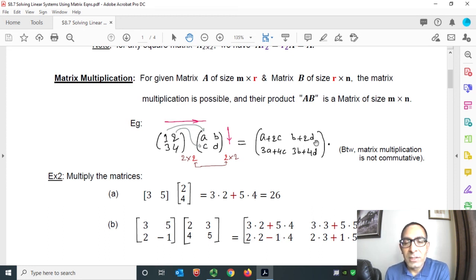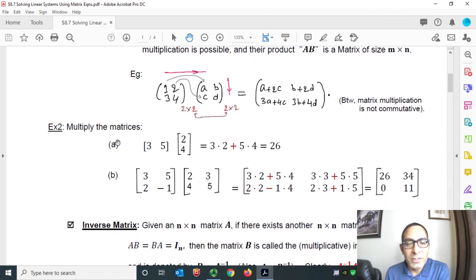Similarly, in this position we multiply 1 times B and 2 times D and add them, so B plus 2D. Similarly, in this position we multiply 3 times A and 4 times C and then add them, so 3A plus 4C. Similarly, in this space, 3 times B plus 4 times D. Great. I hope this matrix multiplication makes sense to you all. Now, let's do example 2.